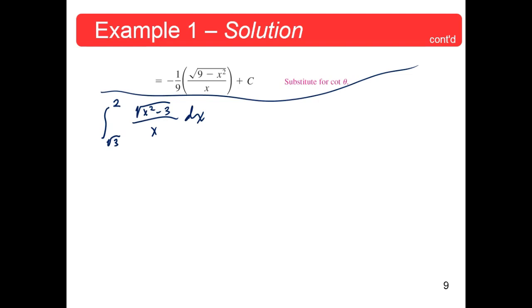At first I thought, well, let's rationalize the numerator. Multiply the numerator by square root of x squared minus 3 in the denominator. Now you just made the denominator worse, and the denominator is where you'd like it to be sort of simple. So I don't think that will help much either. I considered it, but I don't think it's going to work.